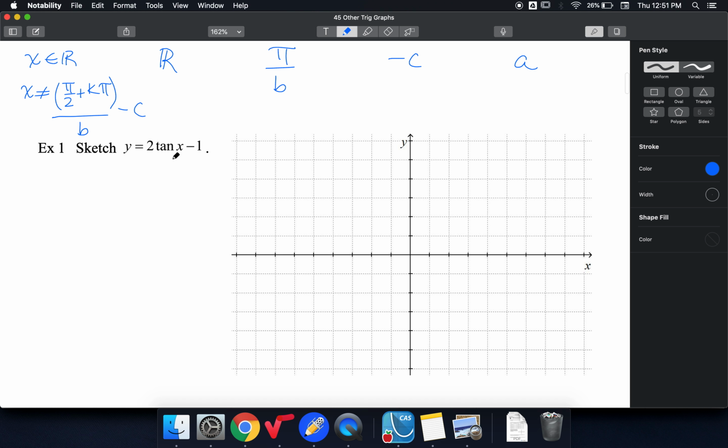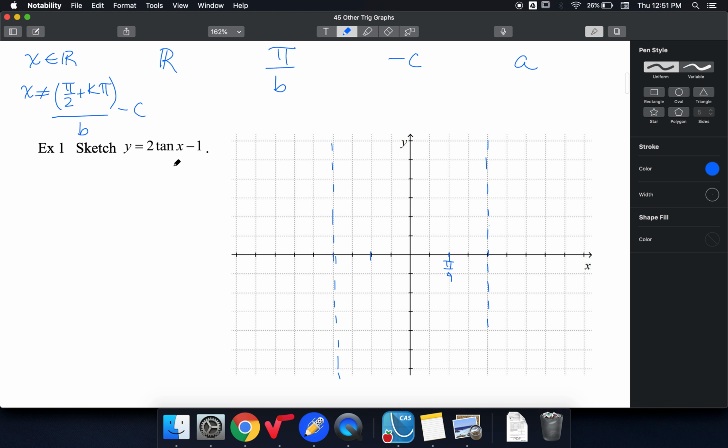So tan x times 2 minus 1. Well, this one's easy because I'm just doing everything to the vertical values. So my asymptotes are going to remain as, so I'm going to call that pi over 2, and negative pi over 2 will still be my asymptotes.